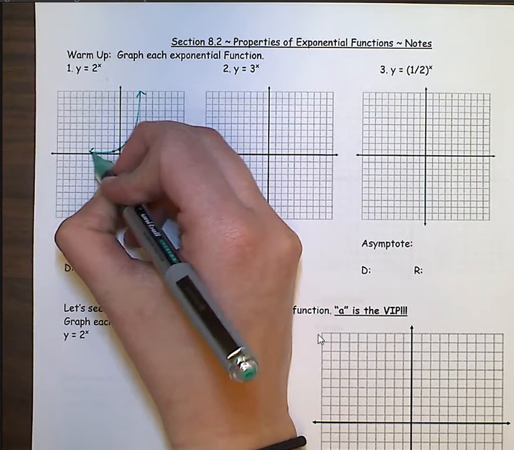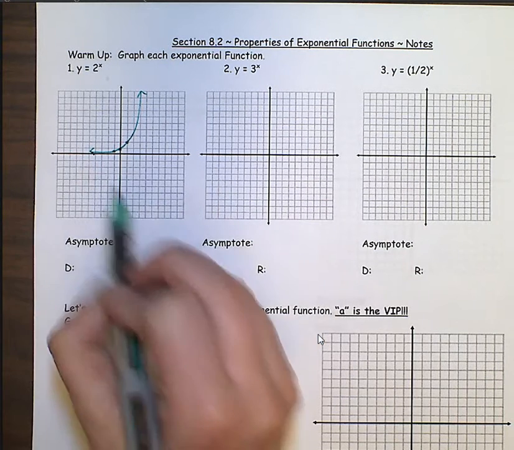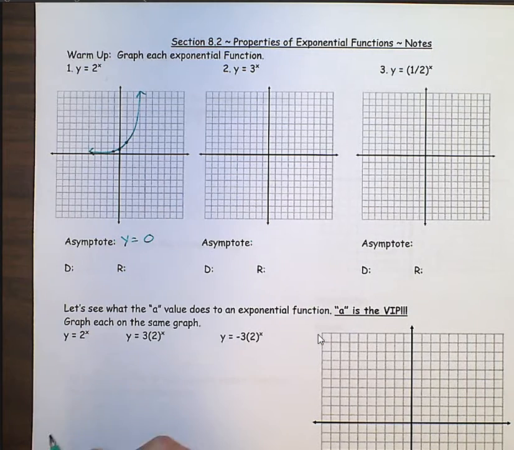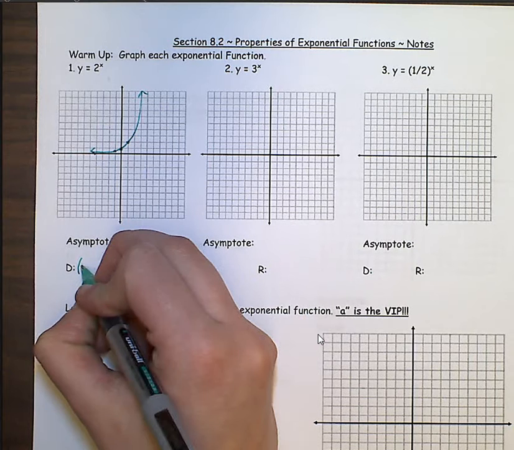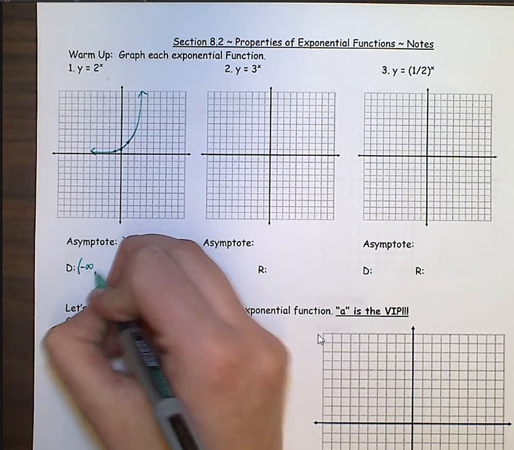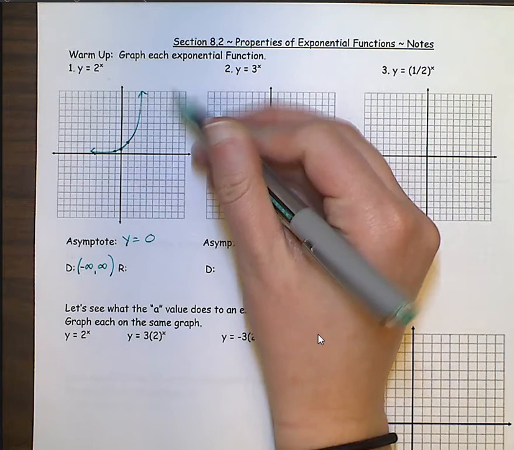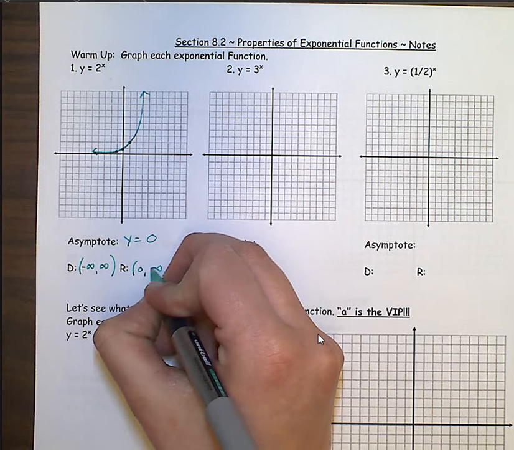So there's my graph. The asymptote, the line that it cannot hit, happens at y = 0. The domain is all the values of x, so from -infinity to +infinity. And the range is only those positive y values, so everything from 0 to +infinity.